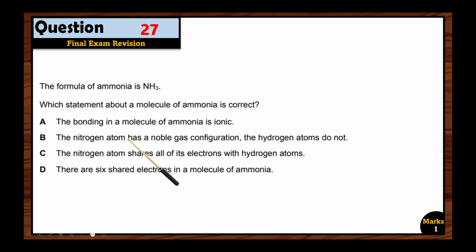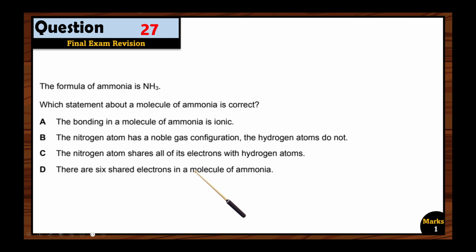Option B. The nitrogen atom has a noble gas configuration. The hydrogen atoms do not. That's also wrong because both are sharing the electrons, so of course they both will get the noble gas configuration. Option C, the nitrogen atom shares all of its electrons with the hydrogen atoms. Again, wrong because nitrogen has a total of 5 electrons in its last shell, but it needs only 3 electrons to complete its outermost shell. So it will just share 3 electrons.